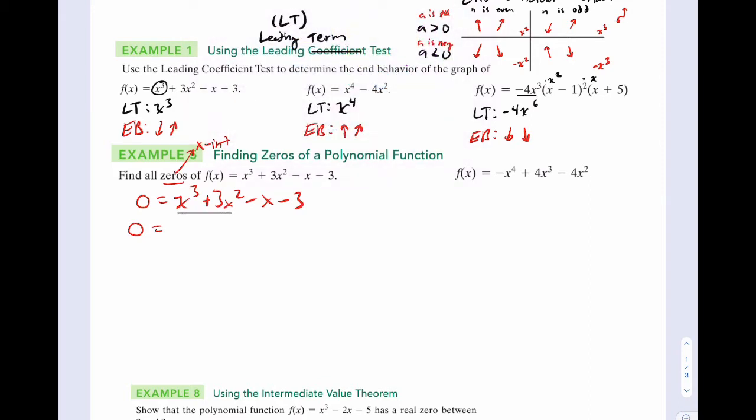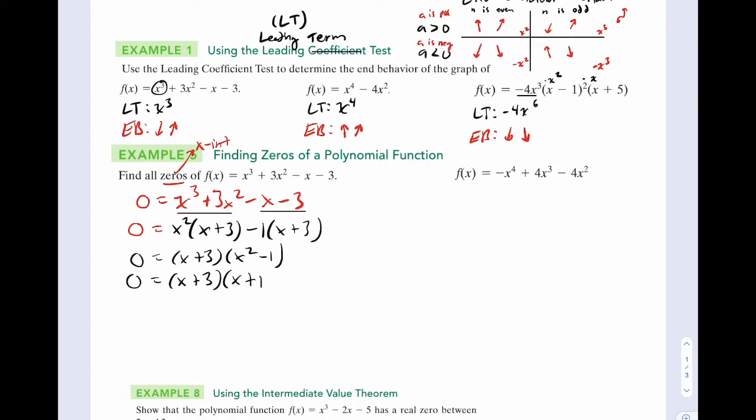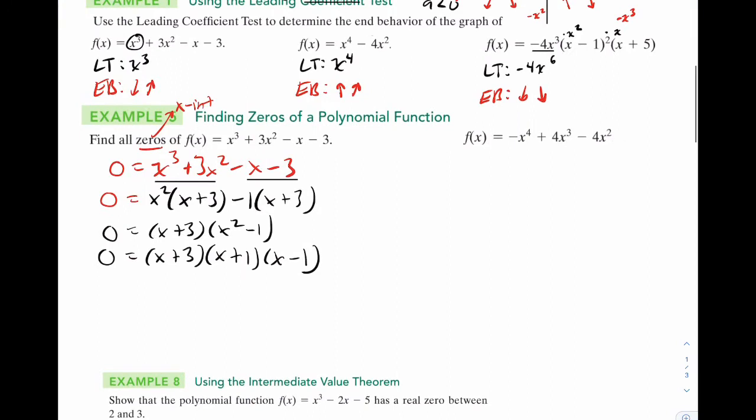So remember that, look at the first two, look at the last two and factor. X squared, x plus 3, take the -1 out, x plus 3. So now we have x plus 3, x squared minus 1. And I want you to factor it all the way. So make sure this is factored as far as possible. This is what we want. From here I can see the zeros are -3, -1, and 1.